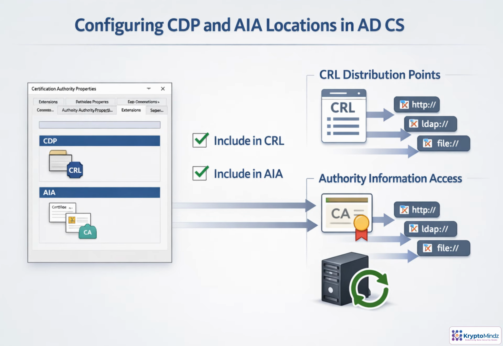CDP and AIA locations define where clients fetch revocation data and CA certificates. In the Extensions tab, think in pairs. Each entry has a publication path and a decision about whether that URL is embedded in issued certificates. For CDP, choose reliable HTTP or LDAP paths and enable only the options you actually need. Apply the same approach for AIA, typically including an HTTP path for chaining. Remember that any change here requires restarting certificate services.